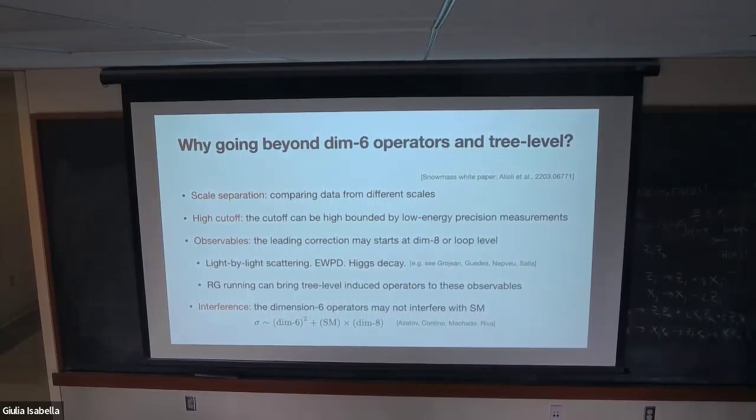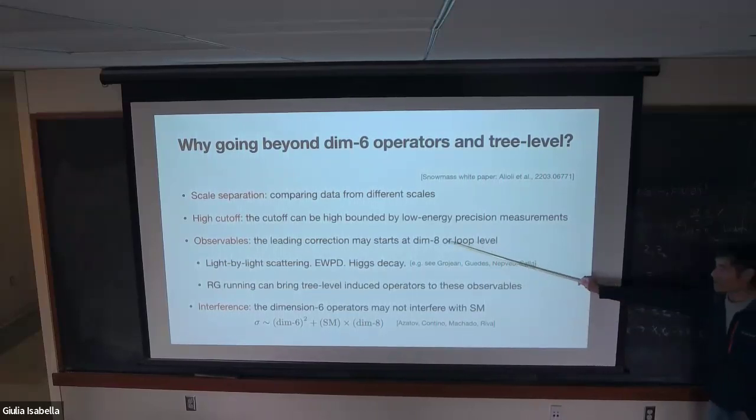So there are basically two possibilities where dimension 8 running will be important. The first scenario is, as I mentioned before, if you have a large scale separation, maybe coming from experimental data from different sites, or if for certain observables the cutoff has been pushed very high. So for instance, for low energy precision measurements like K meson mixing or the mu to e conversion, the cutoff is like 100 TeV or much higher. And so in that case, RG running is important.